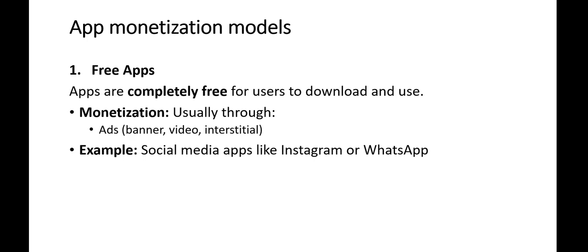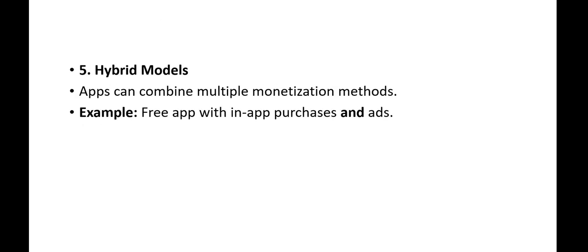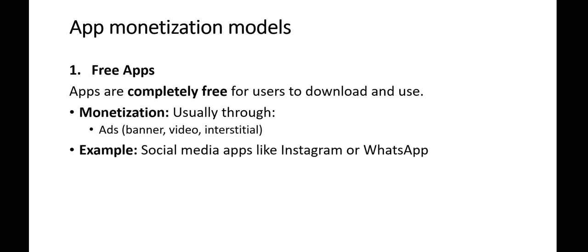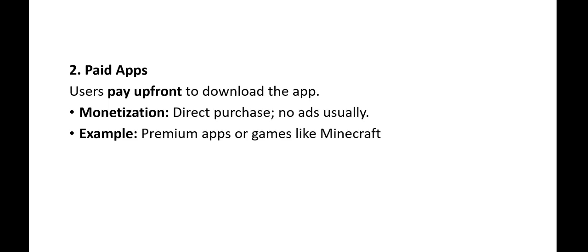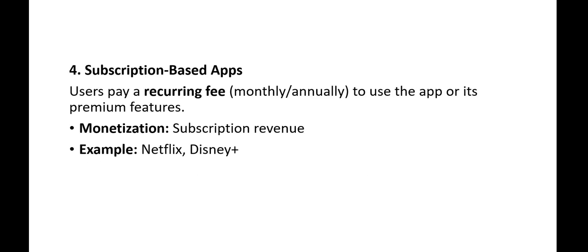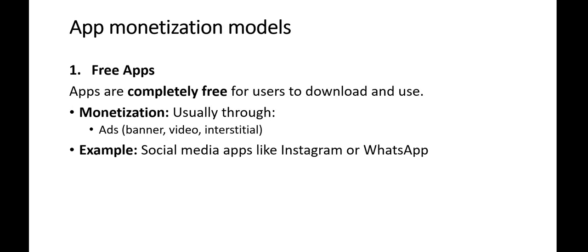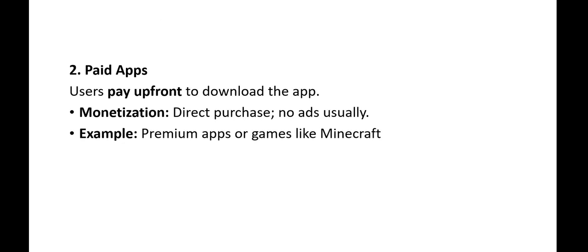App monetization models. Generally there are five different types. First one is free apps. Second one is paid apps. Third one is freemium apps. Fourth one is subscription based apps. Fifth one is hybrid apps. A free app is completely free for users to download and also use, where monetization is achieved usually through ads.